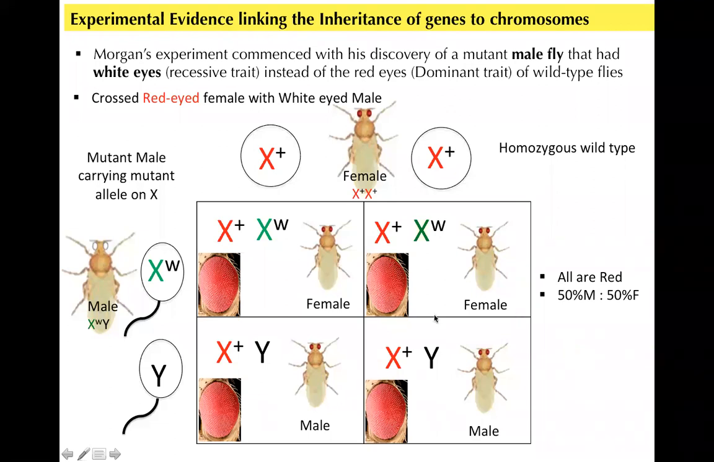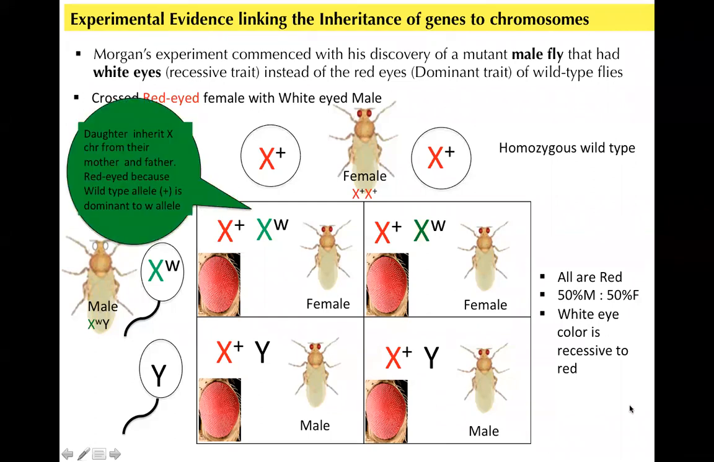If you categorize these flies into male and female, the top two flies are females and the bottom two flies are males. So 50% of the progenies are male and another 50% are female, but the white eye color has disappeared. As I already told you, white eyes are recessive to red eyes. So they were surprised: the parent had the white eye character, but the progenies did not.